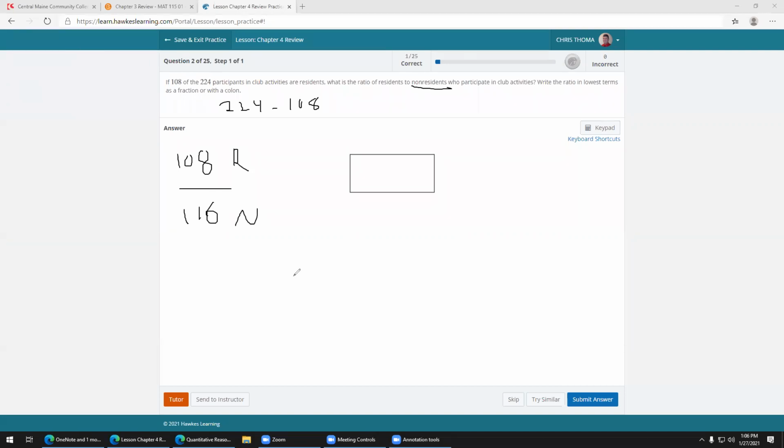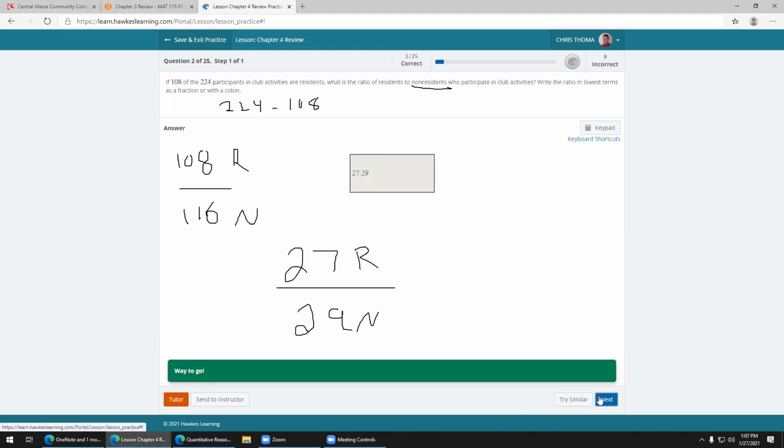Again, you can just type this in your calculator. This gives me 27 residents. And then 116 divided by 4 gives me 29 non-residents. 29 is a prime, so I know it's simplified all the way. I put the R and N just so you could follow along. That's not part of the answer. I'm going to put this one using colons just so you can see both different ways. And there is our ratio of residents to non-residents.